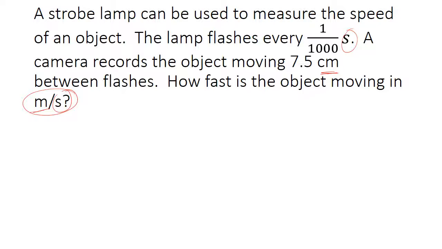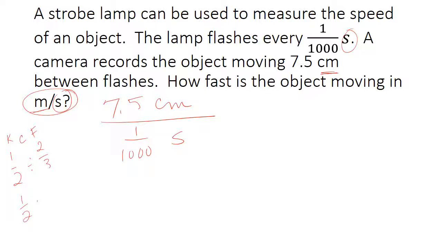So if it moves 7.5 centimeters for every 1/1000th of a second, that would be our rate right there. So let's go ahead and get rid of our fraction. If we were going to simplify this fraction, remember, if you're dividing by a fraction, if we had 1/2 divided by 2/3, we would keep, change, flip. So we would do 1/2 times 3/2. So that's the same thing right here.